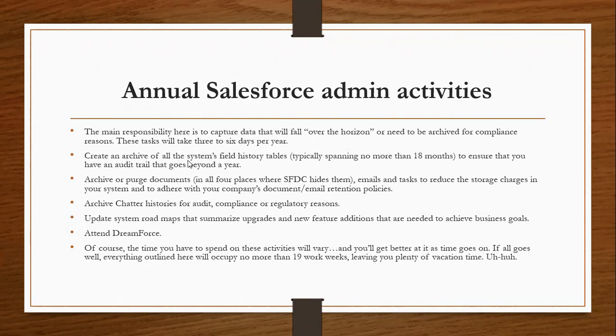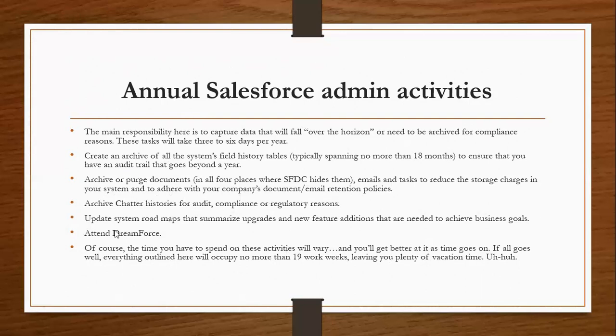Create an archive of all system fields and history tables, typically spending no more than 18 months, to ensure that you have an audit trail that goes beyond years. Archive the purge and documentation in all the places where Salesforce hides them, such as emails and tasks, to reduce the storage charges in the user system and to comply with your company's document, email and protection policies.